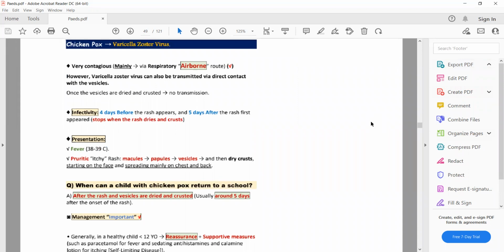Now the next viral infection is chickenpox, or varicella zoster virus. Varicella zoster or chickenpox is a very contagious virus. It mainly spreads by the respiratory airborne route, but it can also be spread by direct contact.